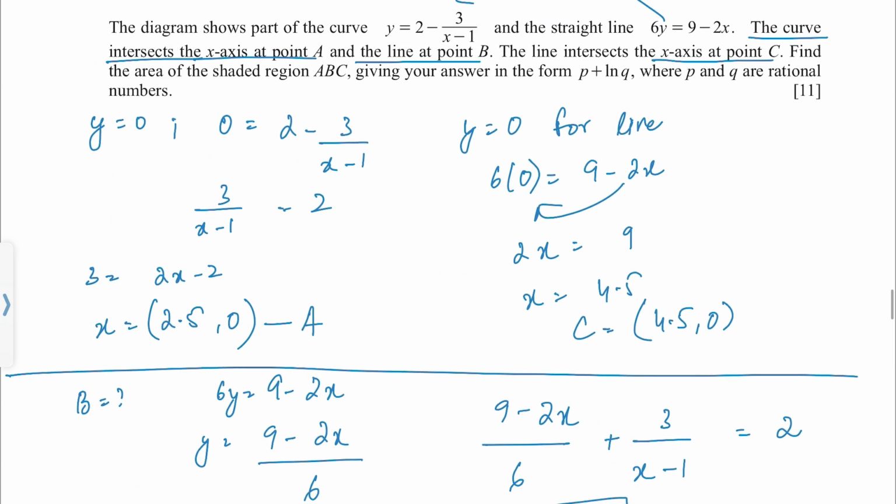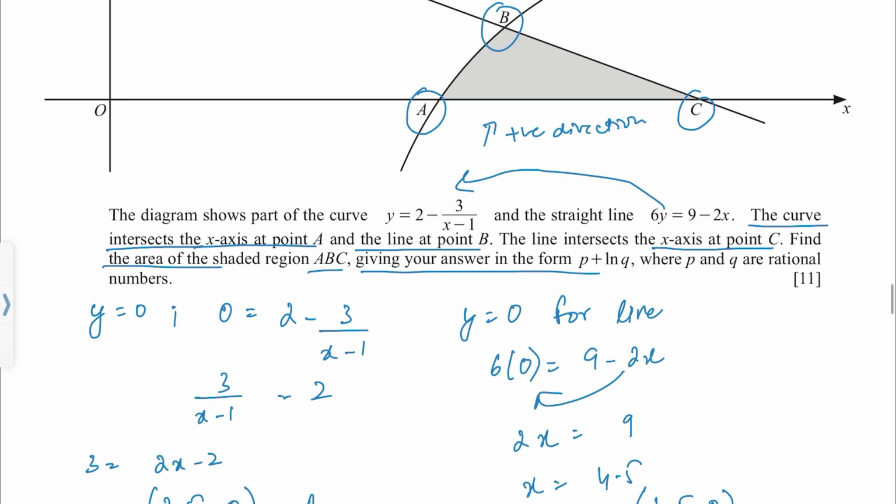Now, finally we need the area of the shaded region. We have the points ABC, giving your answer in the form this. So how will we be calculating this? We'll be separating it. This is our triangle.